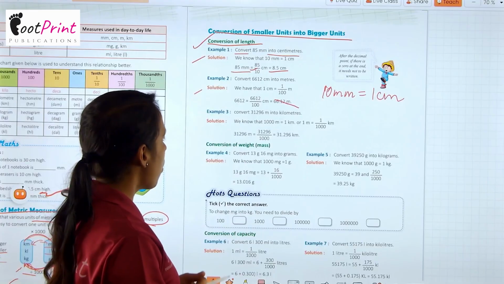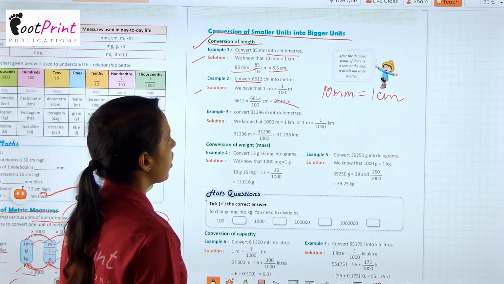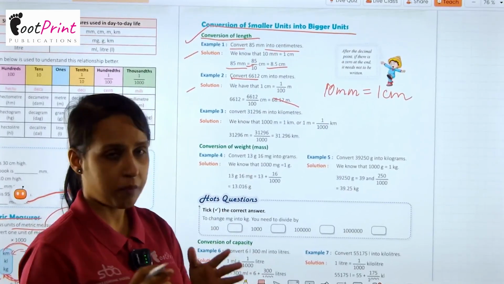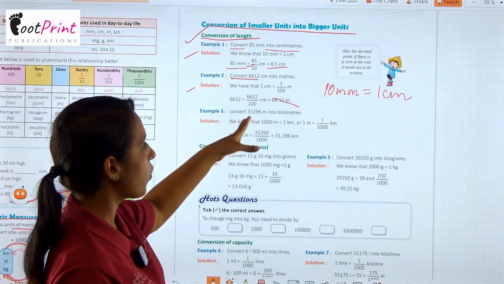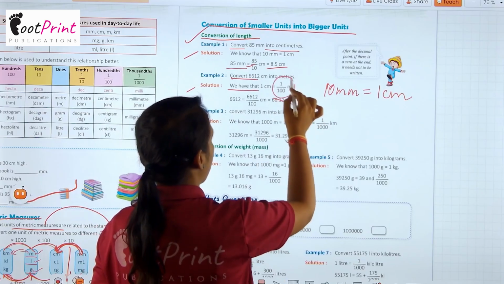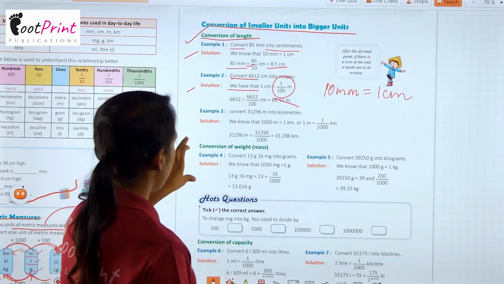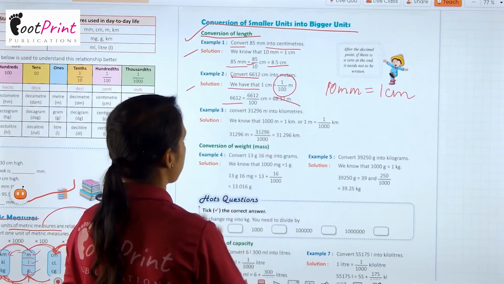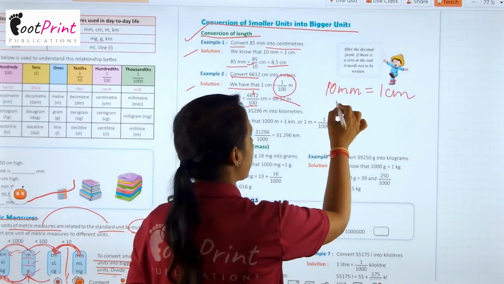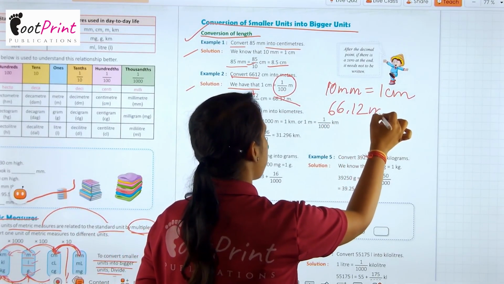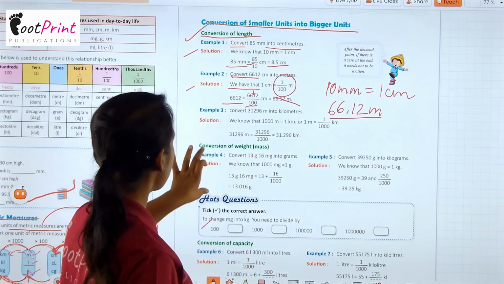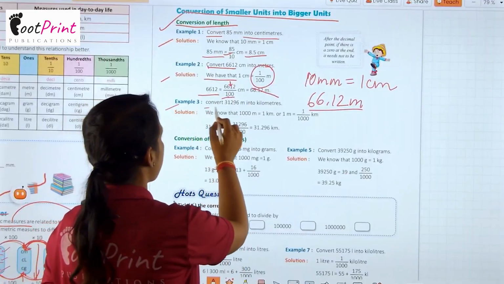Next, example number 2, convert 6612 centimeter into meters. Okay, now centimeter into meters means we have to convert smaller unit to bigger unit. So here we know that 1 centimeter equals to 1 upon 100 meter. So here 6,612 is divided by 100, and now we have two zeros here, so we put decimal here. So what we get? We get 66.12 meter.